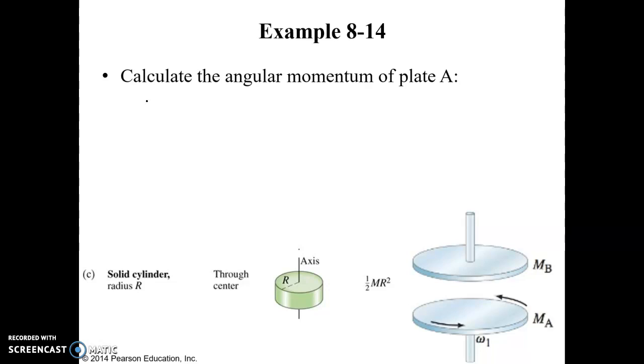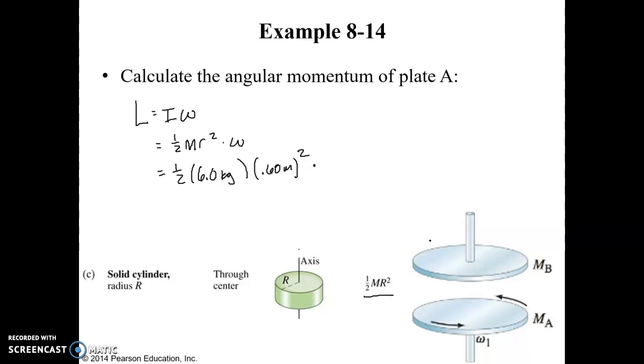So our formula for angular momentum, L, is equal to I omega. And so I for this disk, since it's a cylinder, is 1/2 mr squared. So that's 1/2 mr squared, multiplied by our angular velocity. So the mass was given as 6.0 kilograms. The radius was 0.60 meters, squared.